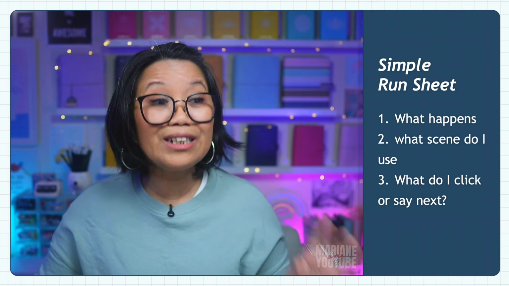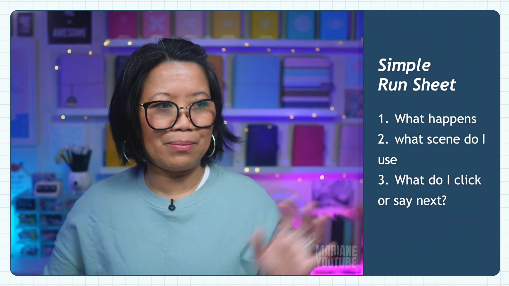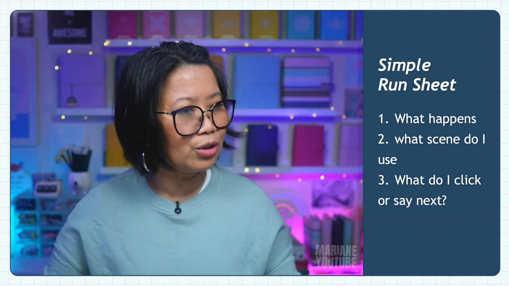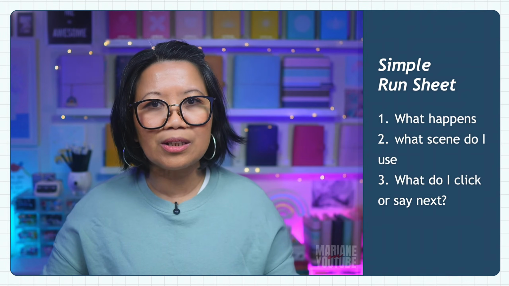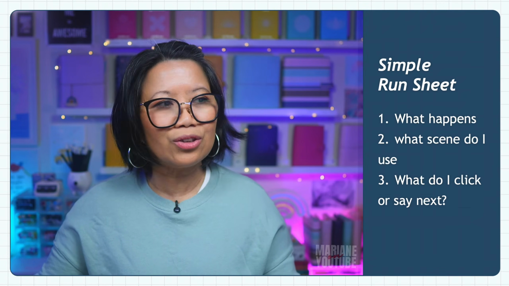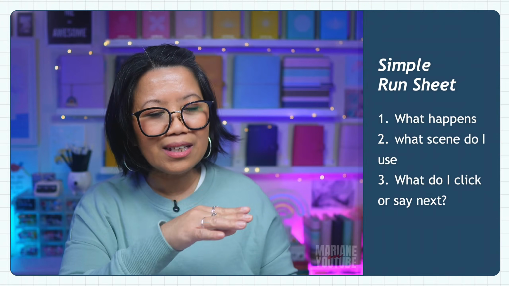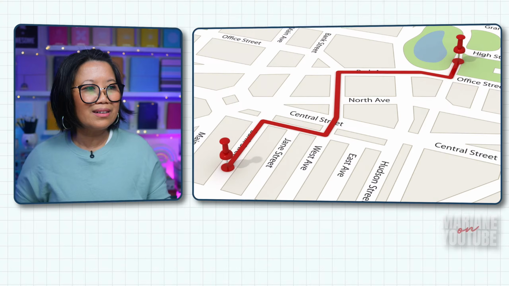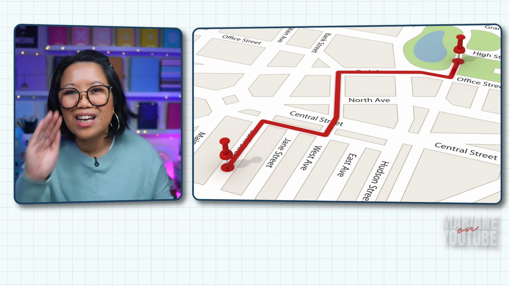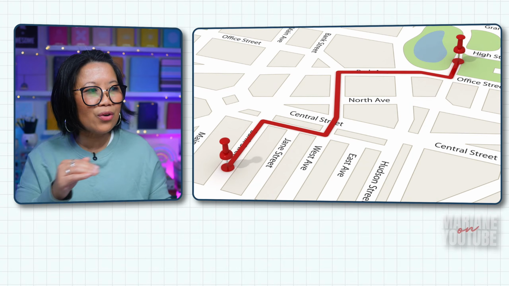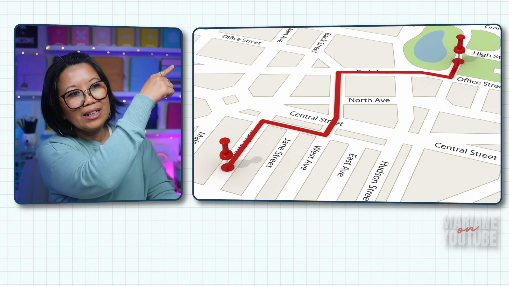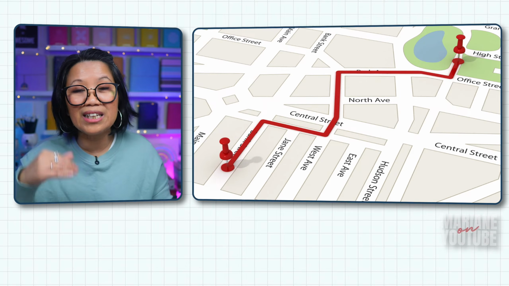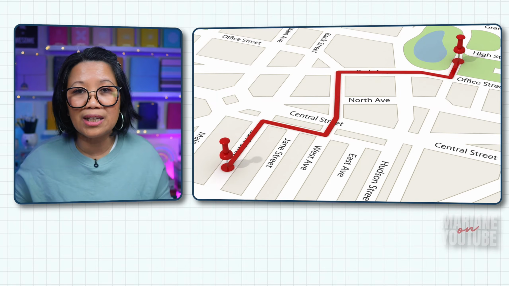So let's do an example, all right? I'm going to pretend I have a show. Doing a simple run sheet like this, what happens, what scene do I use, what do I click next? That's like your GPS, that's like your map that will let you know I start here and I need to get over there. So what are the turns that I need to do? And that is what a simple run sheet can do for you.